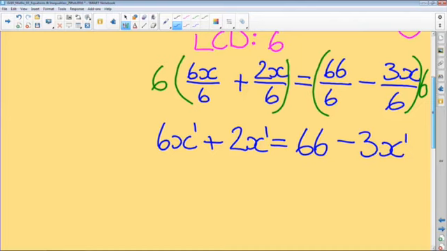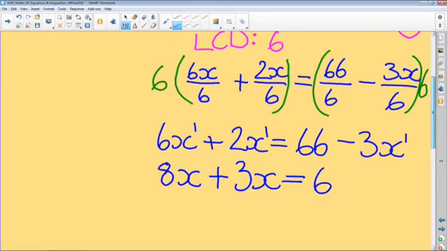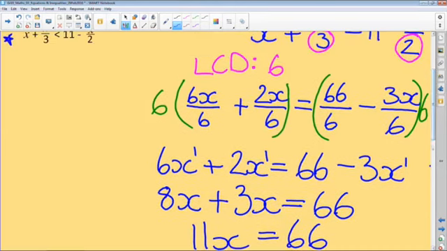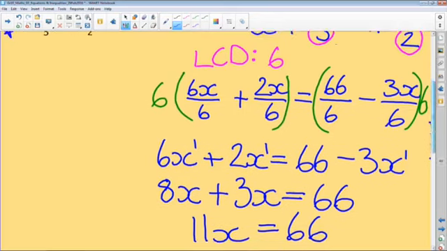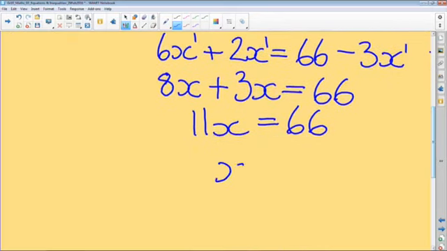So that means I now have, let's add these like terms, 8x, and bring the 3 over, and it was minus on that side, which means it's now adding on this side. 8x plus 3x is equal to 66. What is 8 plus 3? Well, that's 11x is equal to 66. And I hope that you know that then means, let's just scroll down, that x will be equal to 6. And the reason it is because 66 divided by 11 is going to give us an answer of 6.